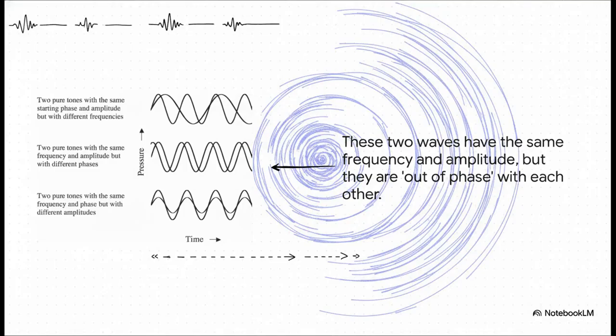So take a look here. See these two waves? They're ticking along at the same frequency, same height, but they just don't line up. One is shifted just a little bit in time compared to the other. They are, as we say, out of phase.